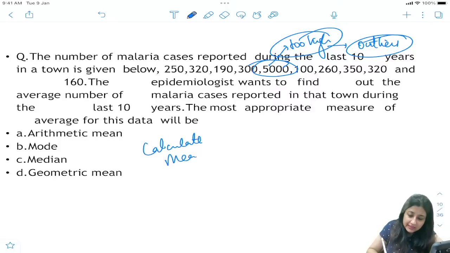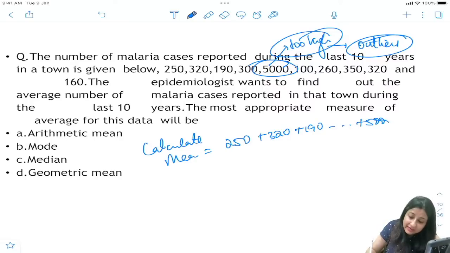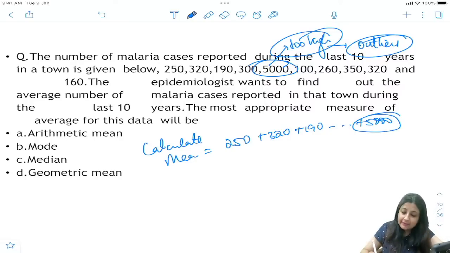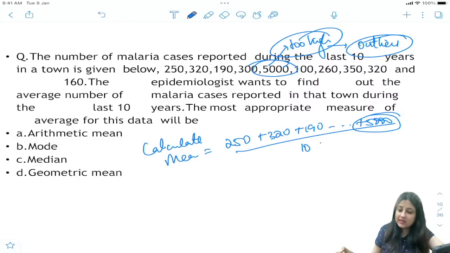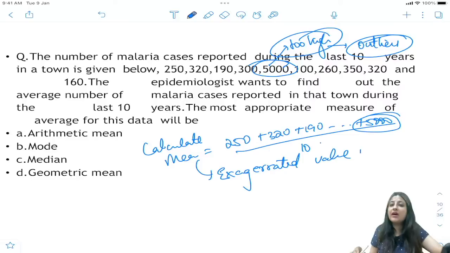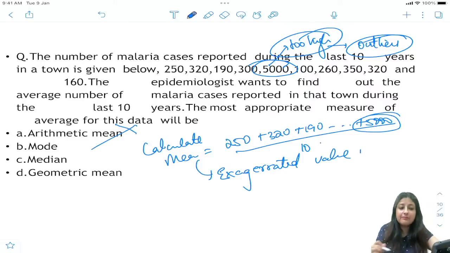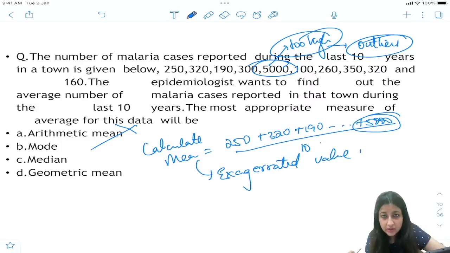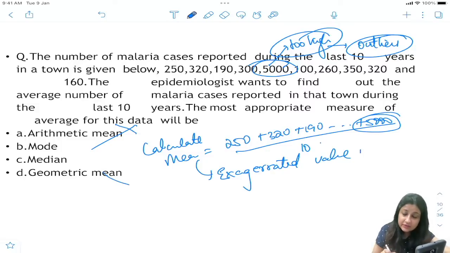please calculate the mean, everybody. You'll have to add up everything, 250, 320, 190, and so on, plus you'll have to add up 5000 also. Then you will have to divide by the total number of observations. So this is going to give me an exaggerated value. Definitely when I have outliers, mean is not the best. Please don't bother about geometric mean, that is logarithms and all, they will not ask you that. It's very difficult to calculate generally, so isko hatao.